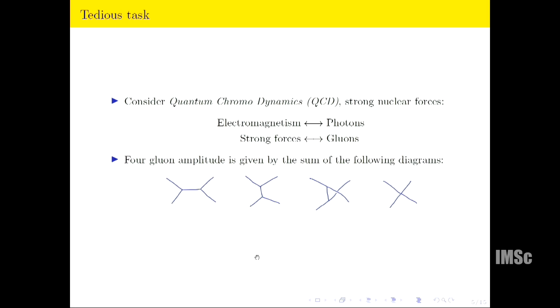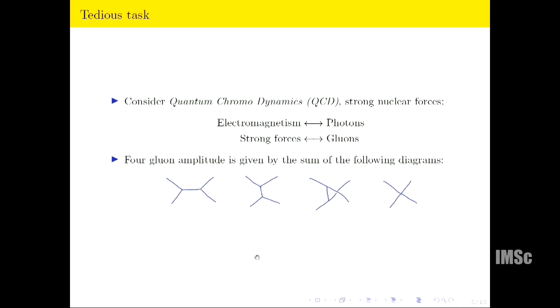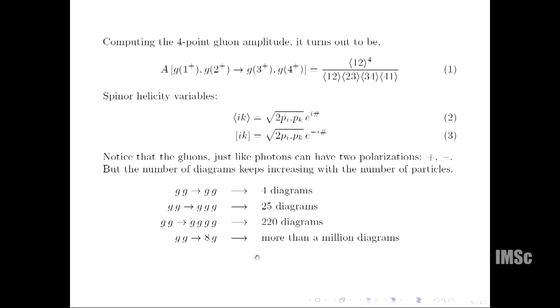So today I'm going to talk about strong nuclear forces. That is one of the 4 fundamental forces, and QCD, quantum chromodynamics, dictates the dynamics of the strong nuclear forces. Just like photons are the mediators for electromagnetism, gluons are the mediators for strong nuclear forces. Now let's say that I want to calculate a 4-gluon amplitude, okay? I'll draw all the diagrams that can contribute to something like this, and that is 4 such diagrams, okay? And after doing some calculation, we get an answer like this, okay?